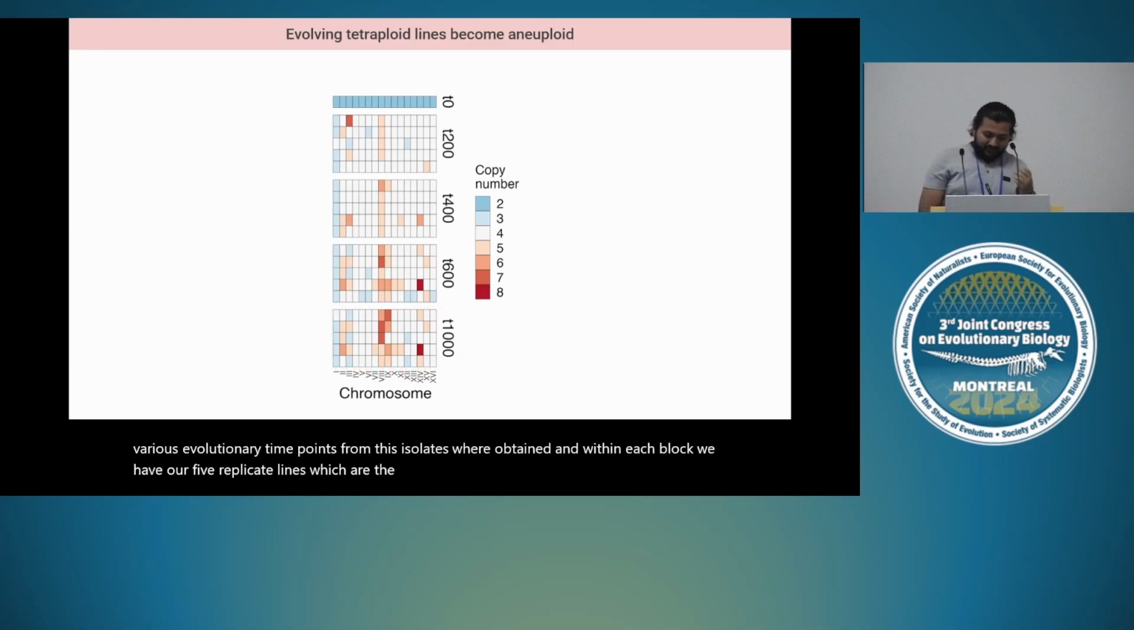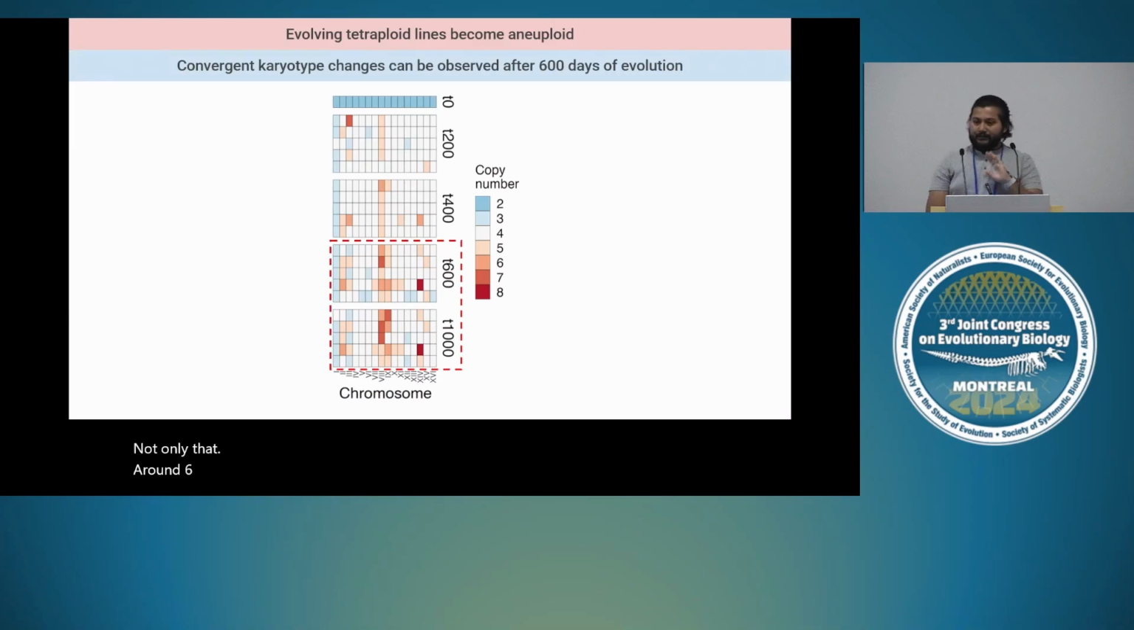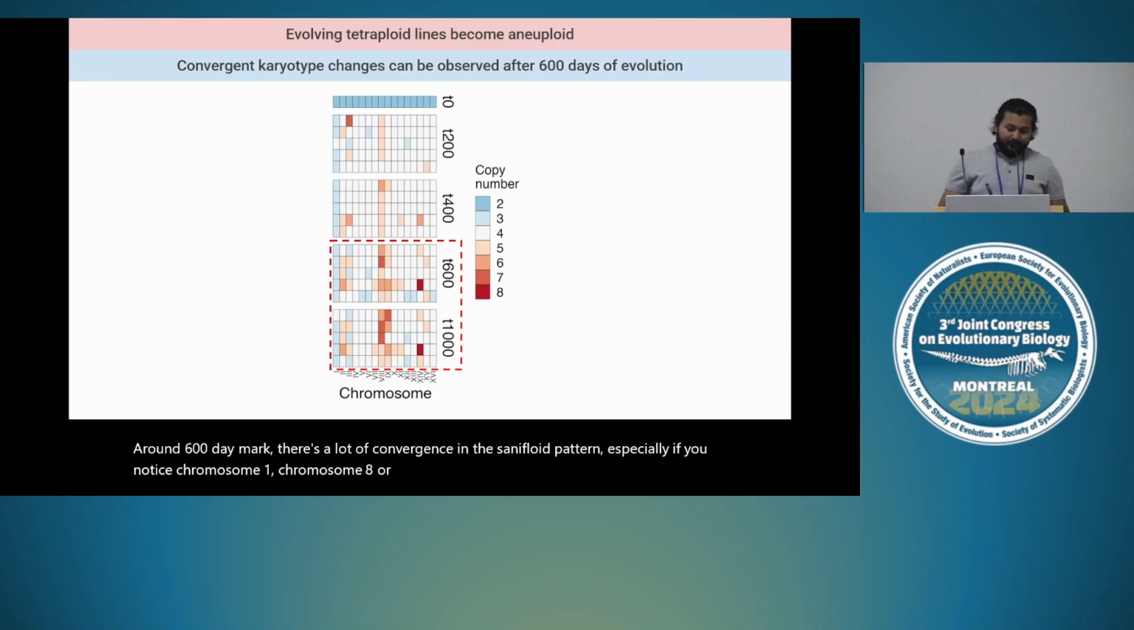What we observe here is that they do show the genomic instability that we expect from polyploids. They become aneuploid. Not only that, at around 600-day mark, there's a lot of convergence in this aneuploidy pattern, especially if you notice chromosome 1, chromosome 8, or chromosome 14, for that matter.